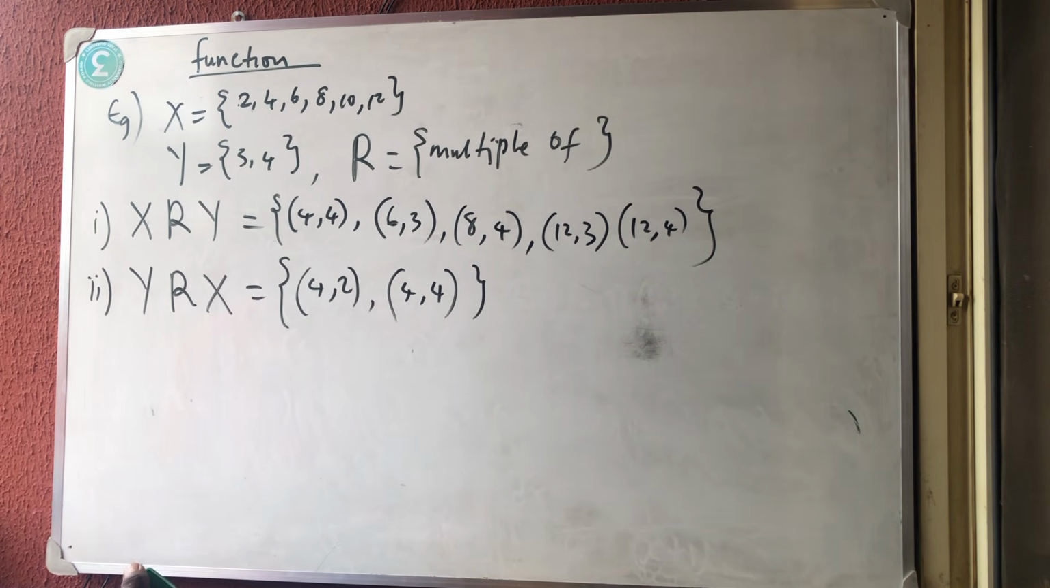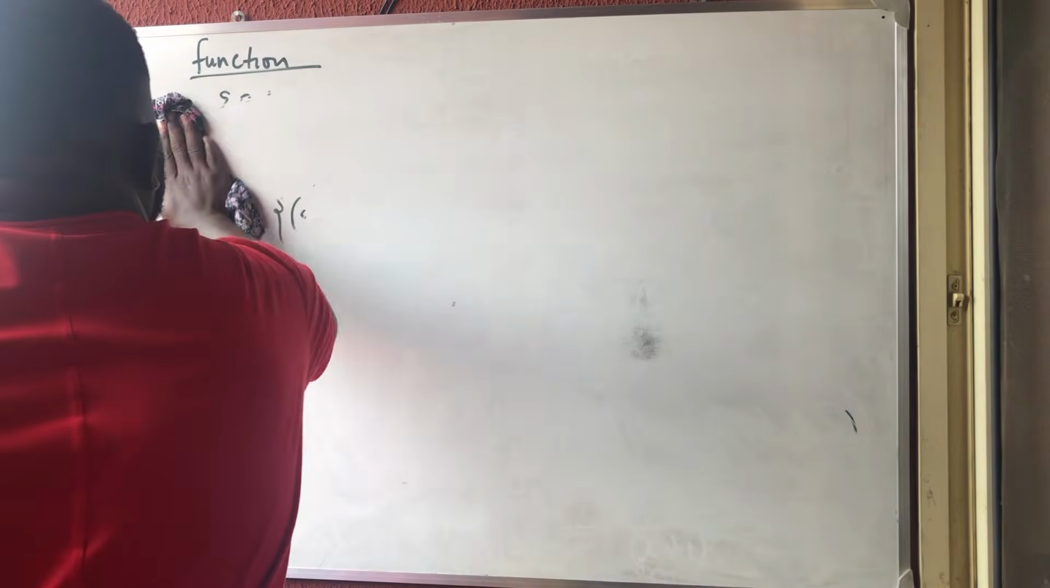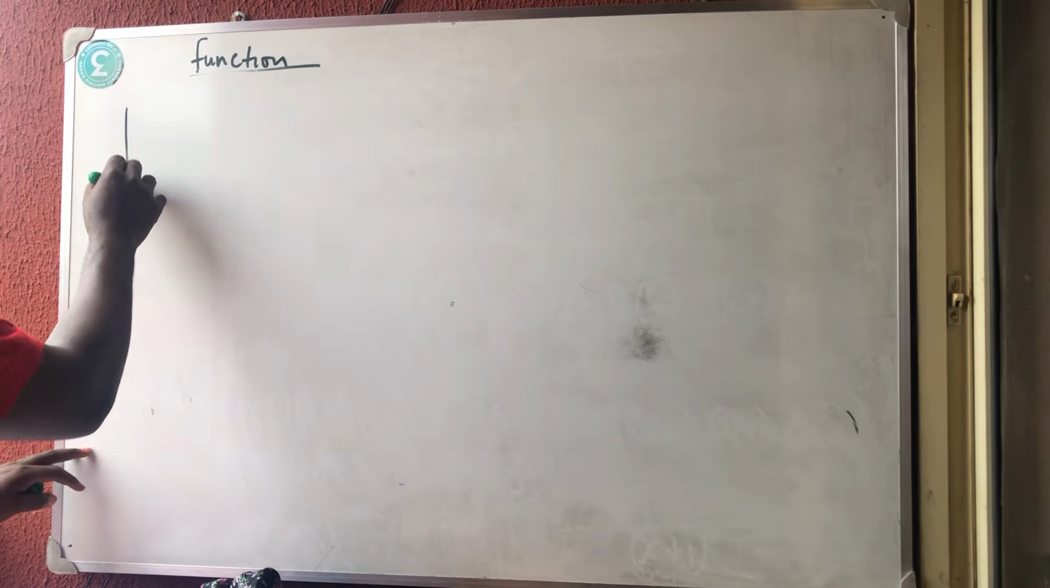As simple as that. So that is how to do relation. They will tell you what the relation is, and then you find it yourself. So let's do the geometric aspect of it. Let's take the geometric aspect of relation, then we'll move.